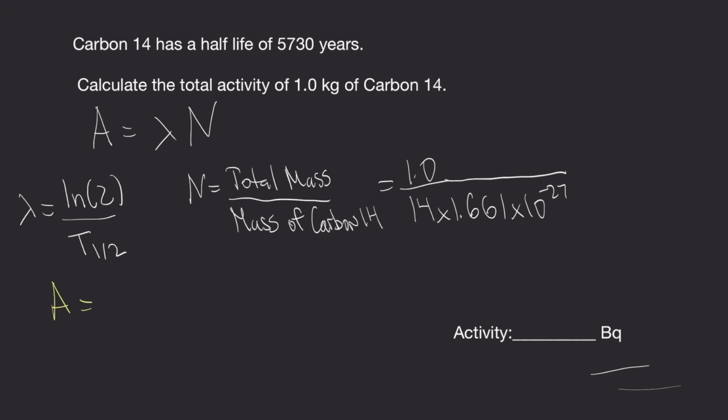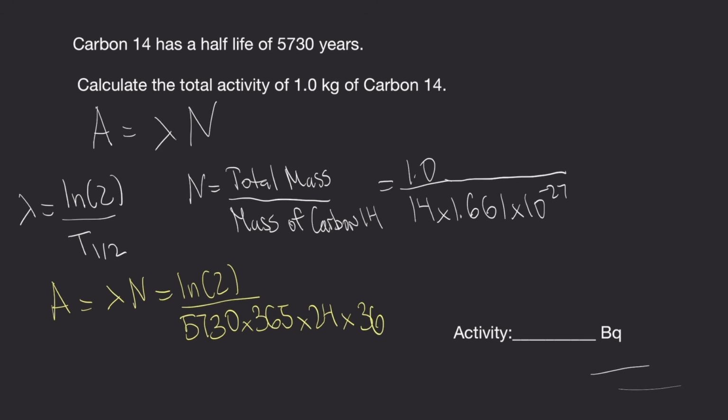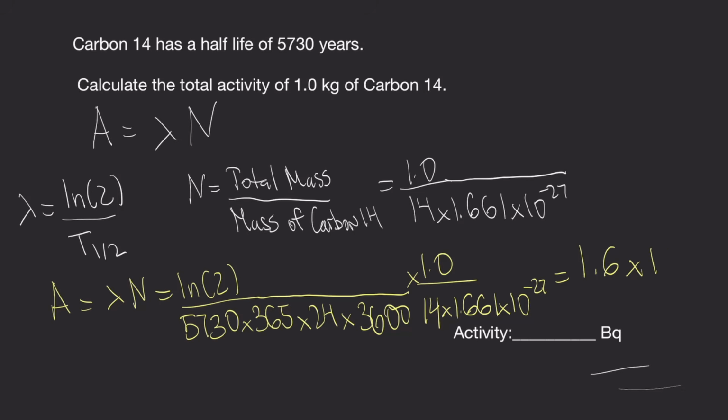So because A is equal to lambda multiplied by n, we're going to get natural log of 2 divided by 5730, that's years. So multiply this by 365, 24 hours each, 3,600 to convert that to seconds, and then multiply this by 1.0 over 14 times 1.661 times 10 to the -27, and we should get an answer of right around 1.6 multiplied by 10 to the power of 14 becquerels.